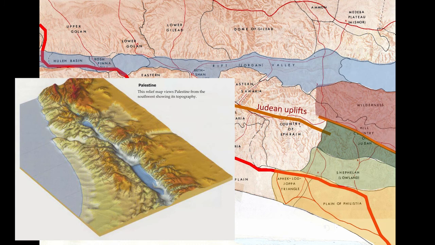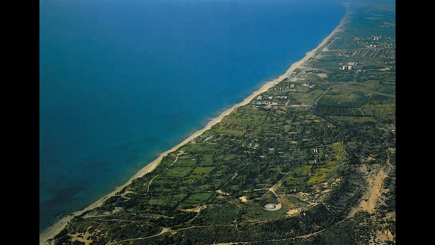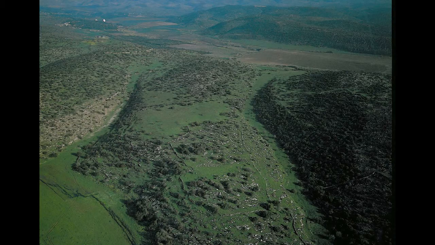Now let's just take a look at some pictures so that you get an idea of what these regions really look like in real life. Here is the coastal plain. Notice how flat it is. As you move to the east, you would move into the Shephelah, the lowland area. In this picture, you see the valleys separated by rolling hills.